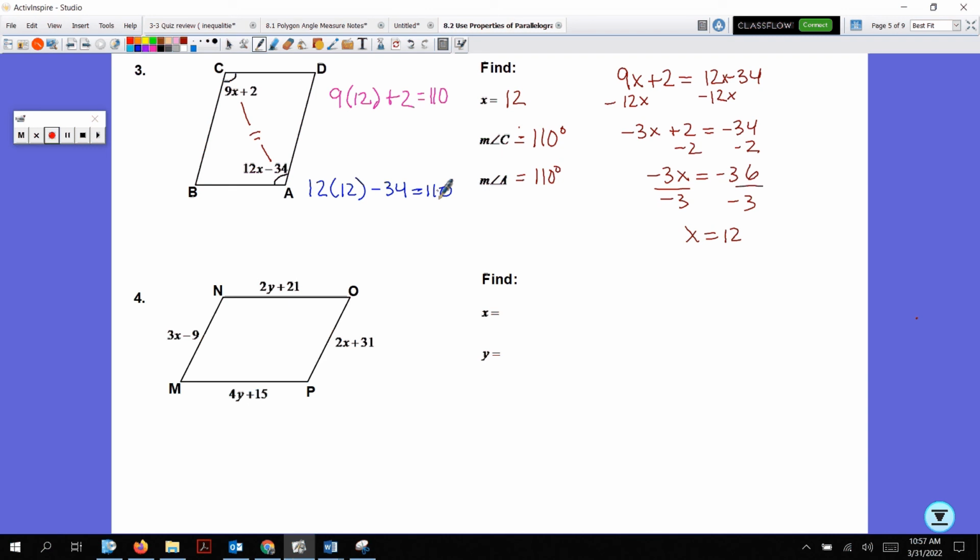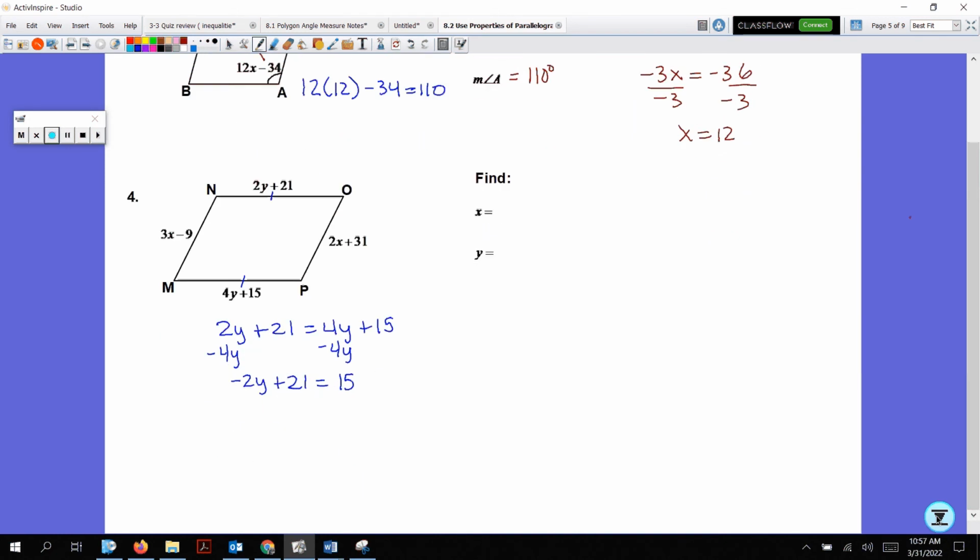All right, opposite sides are congruent, which is good because they both have a y in them. So if I look at NL and NP, I know that they're equal to each other. 2y plus 21 equals 4y plus 15. Subtract 4y, and I get negative 2y plus 21 equals 15. If I subtract 21 from 15, it gives me negative 2y equals negative 6. Divide by negative 2, y equals 3.